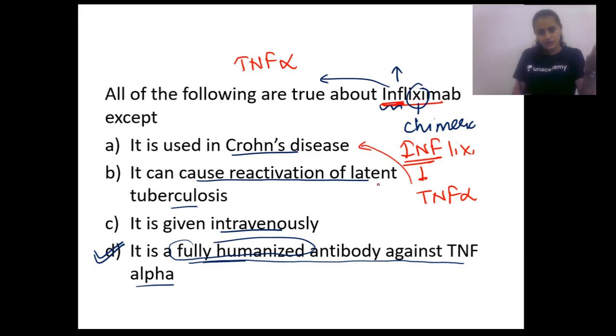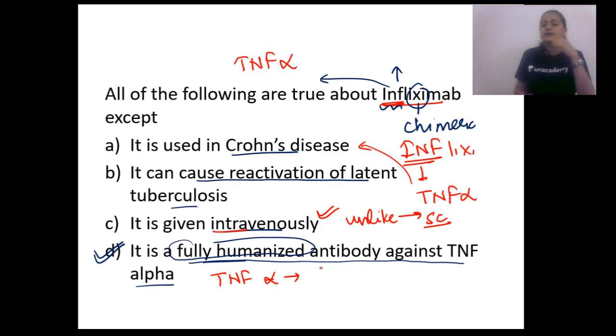It is used in rheumatoid arthritis. It can cause reactivation of latent tuberculosis. Yes, all your TNF alpha monoclonal antibody drugs can cause reactivation of latent TB. It is given intravenously. Very true, unlike other TNF alpha drugs which are given subcutaneously. Which are the other TNF alpha drugs?